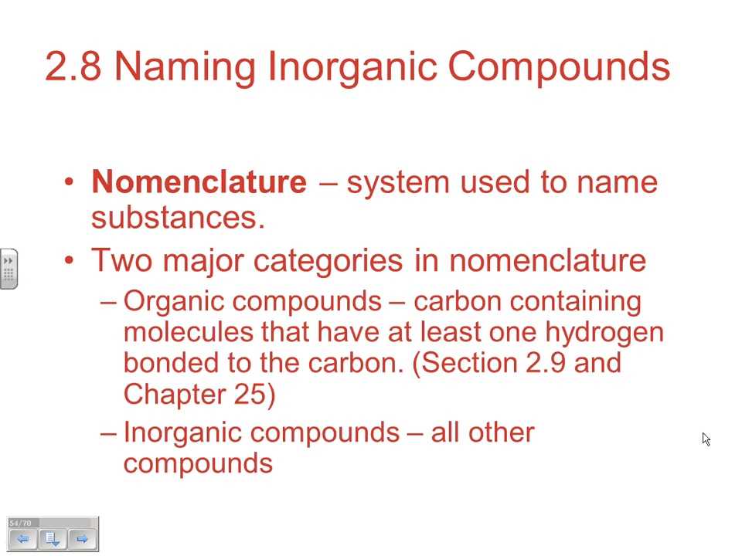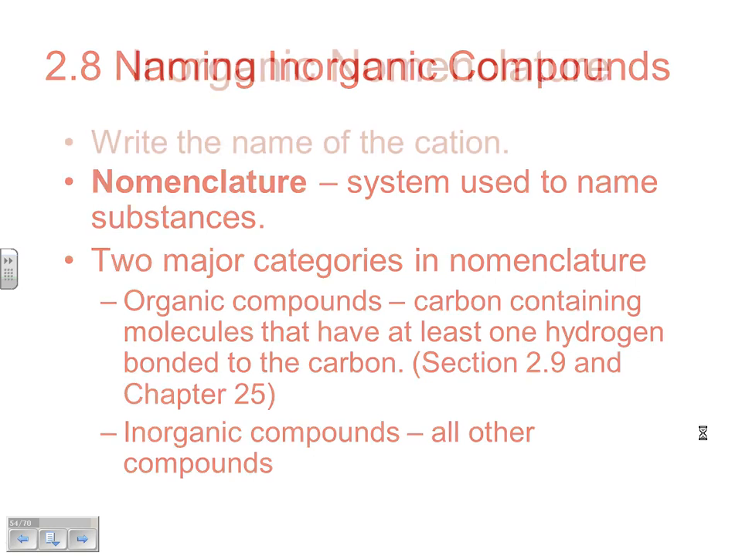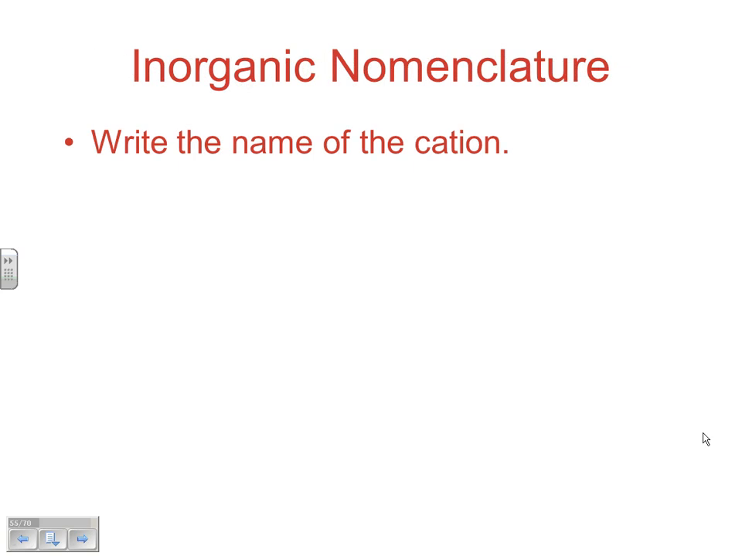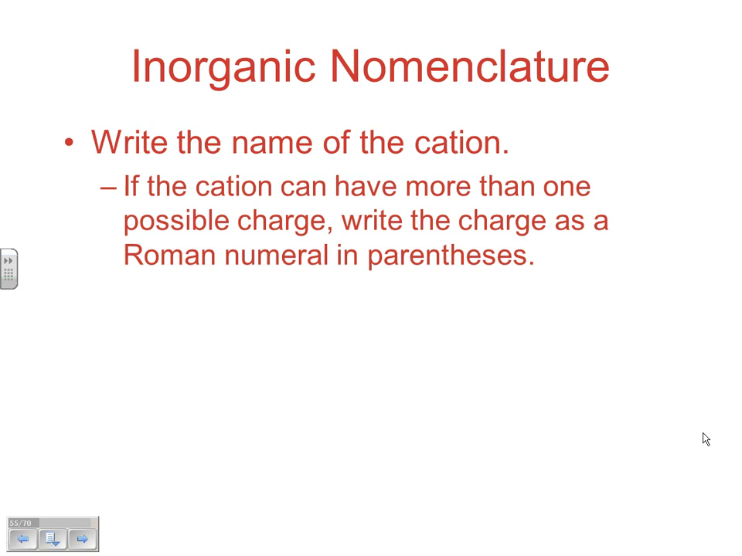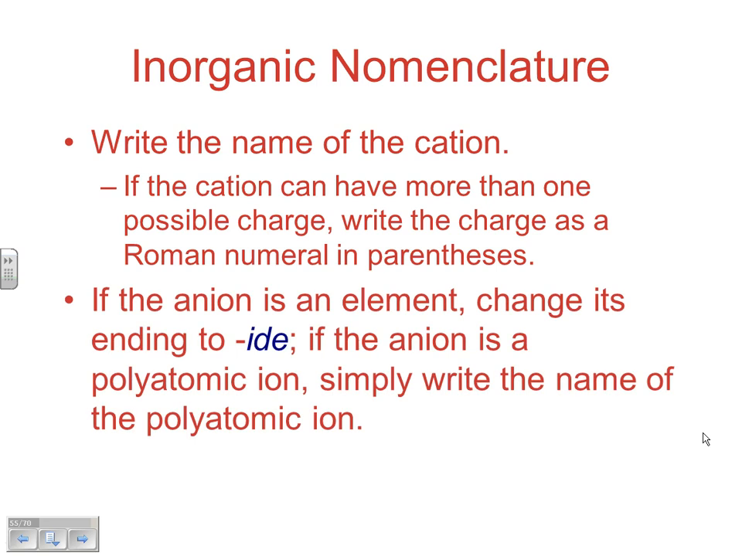So organic compounds are one type of category, and we name them very differently than we name inorganic compounds. Inorganic are really all the other compounds. Now, naming inorganic compounds, what we're looking at here is typically ionic compounds. You're going to write the name of the cation first. If the cation can have more than one possible charge, remember, write the charge in Roman numerals in parentheses. And then second, you're going to list the anion. If it's a monatomic, it's going to get changed to an "ide" ending. If it's polyatomic, you're going to simply write the name of the polyatomic ion.